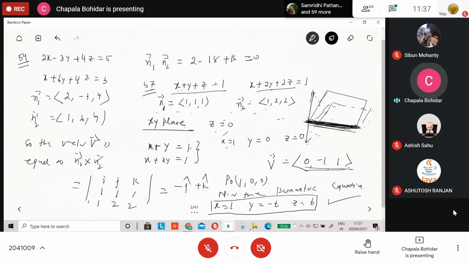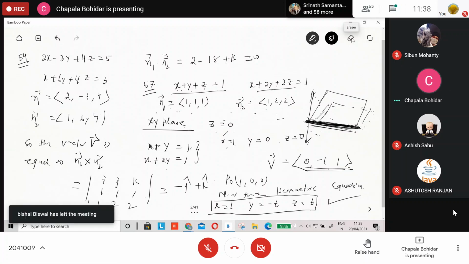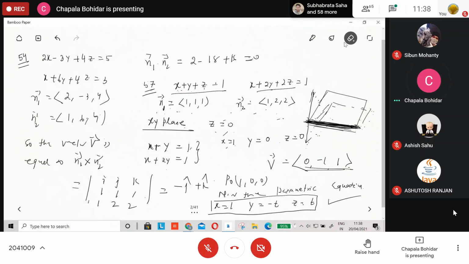Now the next part of this question is to find the angle. We define the angle between the planes. How do you find the angle between the planes? It is the angle between the two normals, if they are not parallel. And they form what type of angle? Acute angle. Is it written or not?